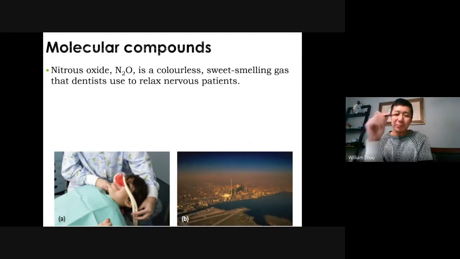Anyway, basically, that's the gist of the lesson. We're going to learn about molecular compounds. We're going to learn how to name them, like H2O. And we're going to learn why things undergo covalent bonding.